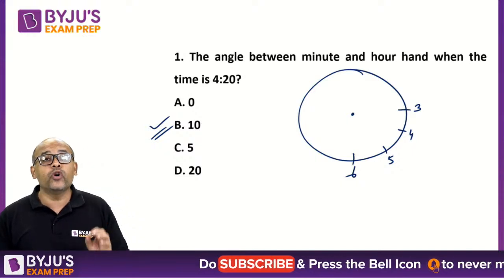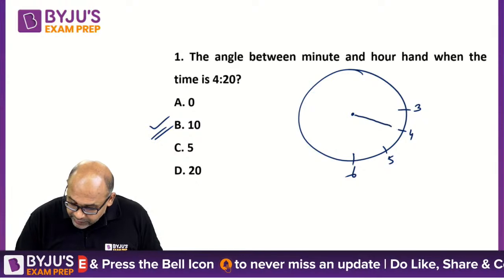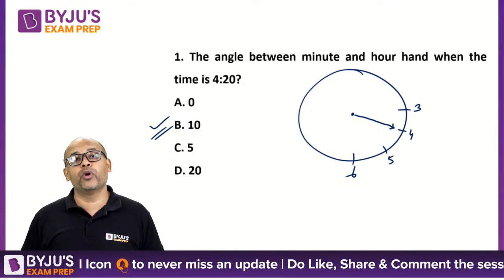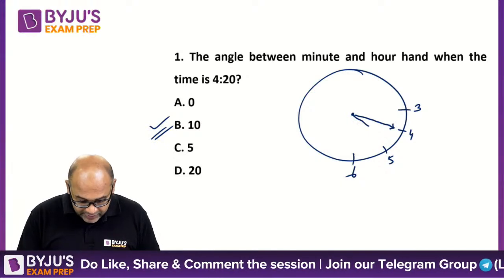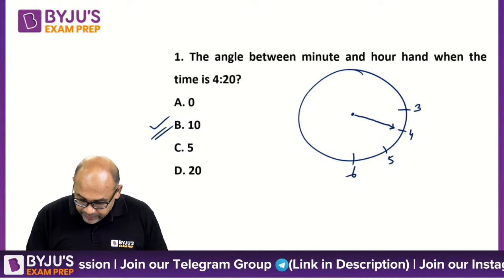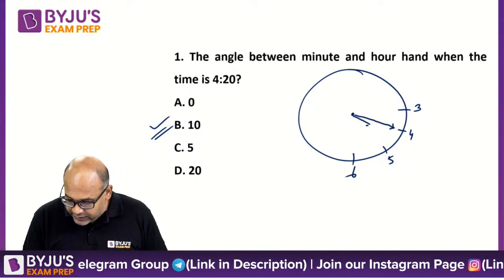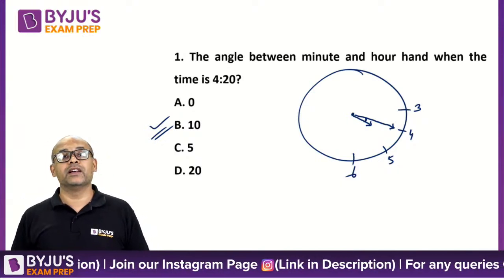Now at 4:20 my minute hand should exactly point here, and my hour's hand should have been slightly away. Okay, that is a bit more than needed. So this is how it should be. The hour's hand will be somewhat like this. Now the question is, how much is this angle?